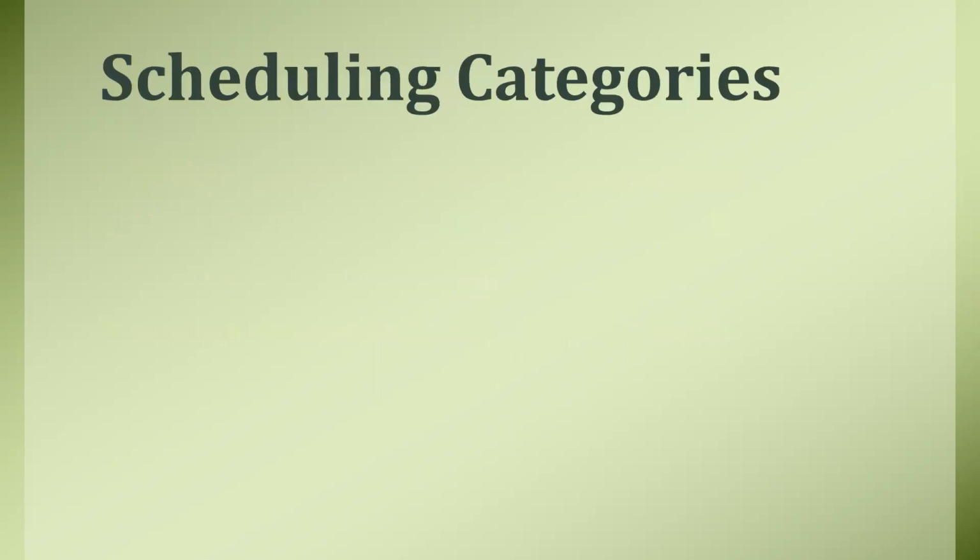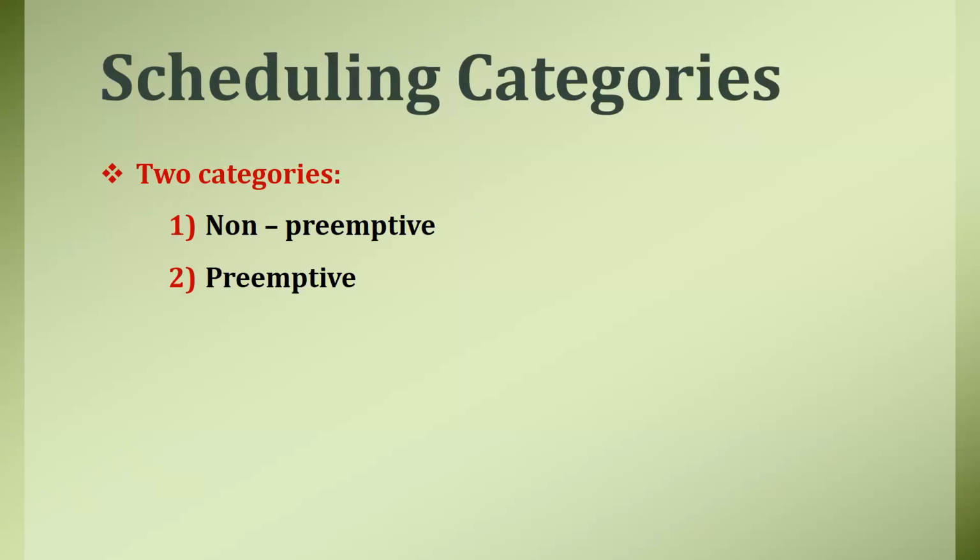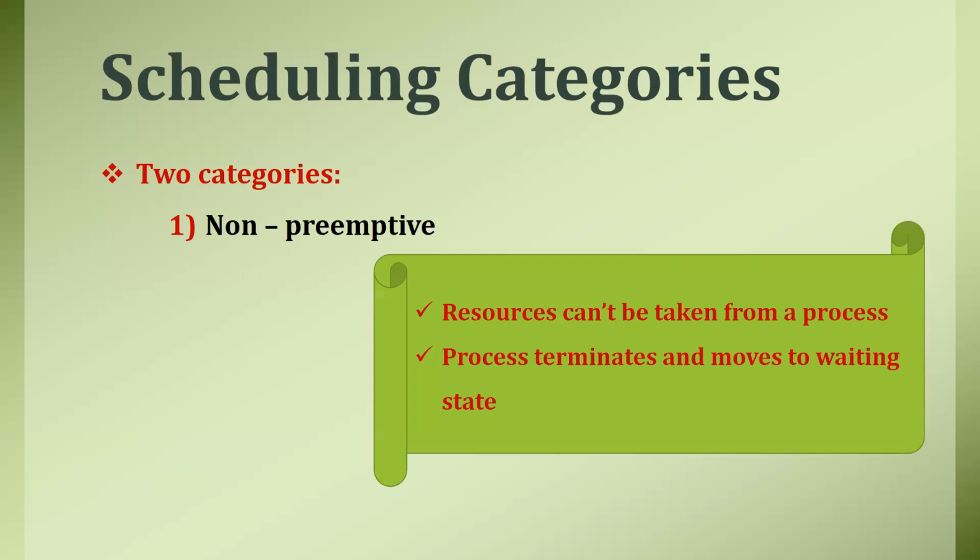Categories of scheduling. There are two categories of scheduling: one is non-preemptive, the other is preemptive scheduling. In non-preemptive scheduling, the resources cannot be taken from a process until the process completes its execution. The switching of resources occurs when the running process terminates or moves to a waiting state.